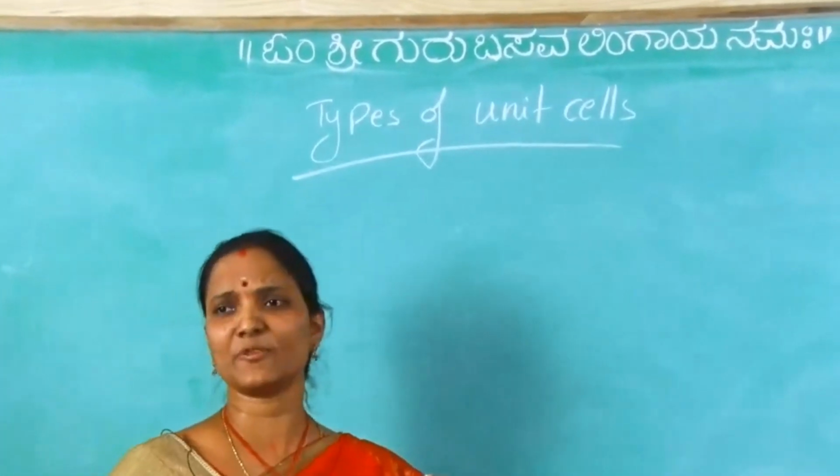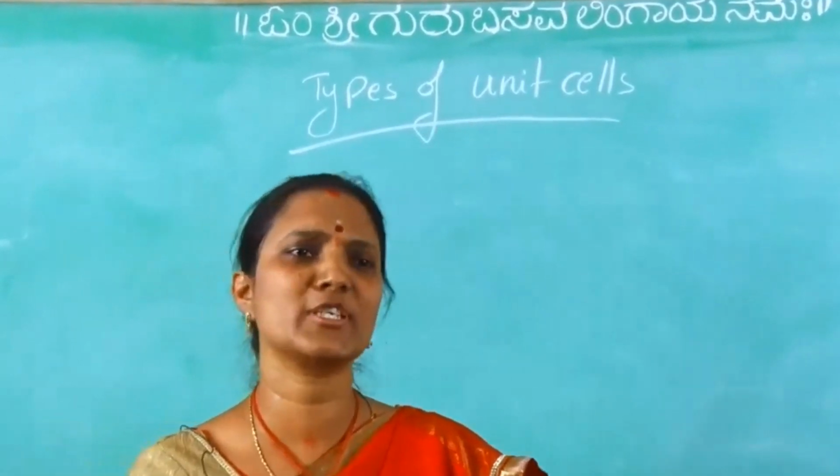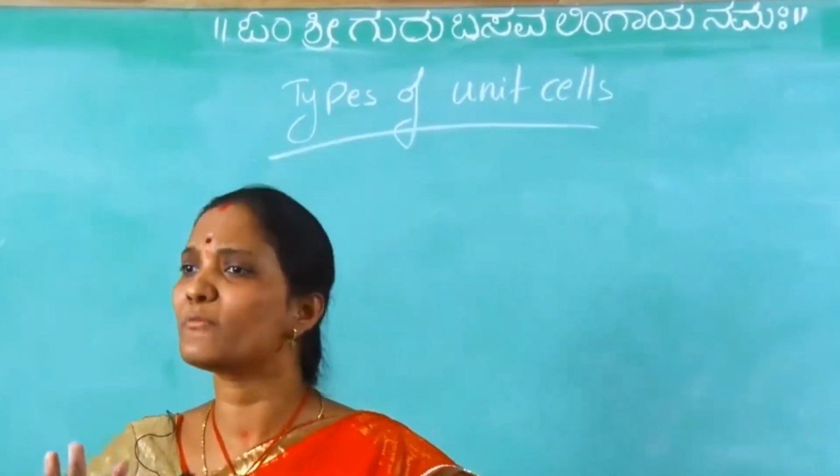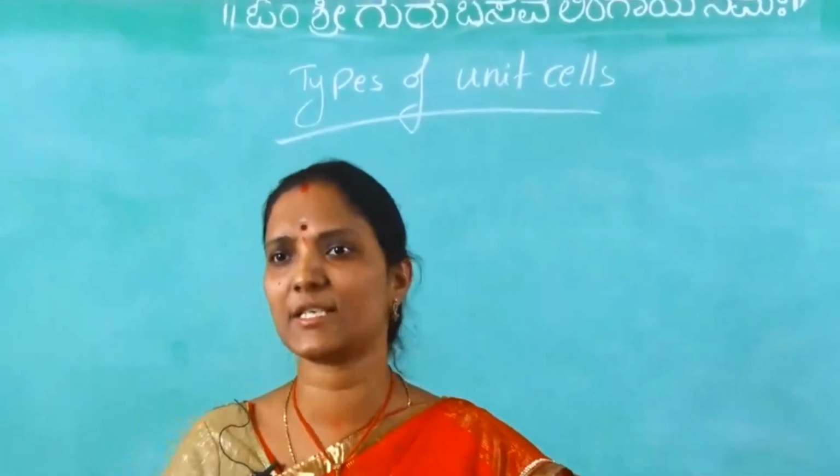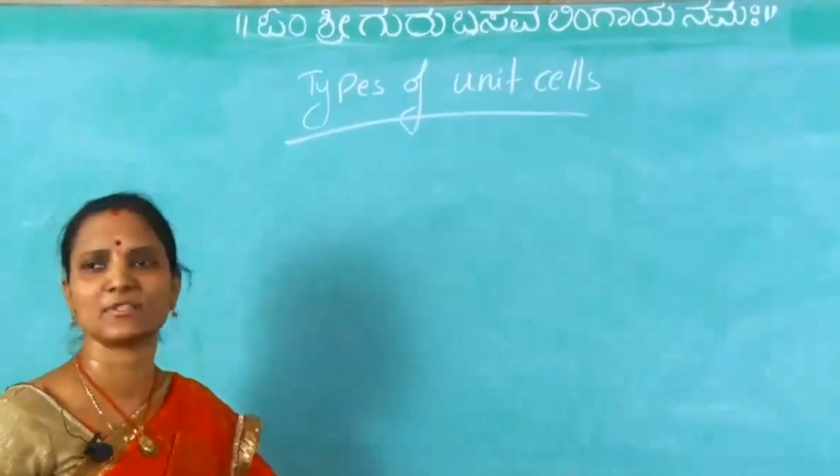What are the different types of unit cells? Nothing but based on the position of the constituent particles, where these constituent particles are present, there are different types. So what are the types? Just 4 types are there.